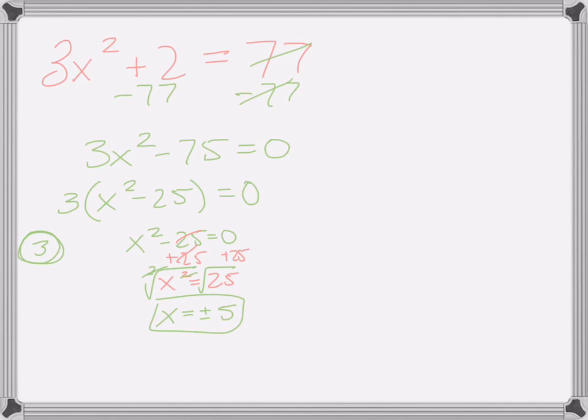Okay? So that is how you deal with a binomial after setting it equal to 0. You can solve it immediately, or we could have done, because both of those are perfect squares, 3 and then x, because the square root of x squared is x, square root of 25 is 5. We could have done x plus 5, x minus 5.